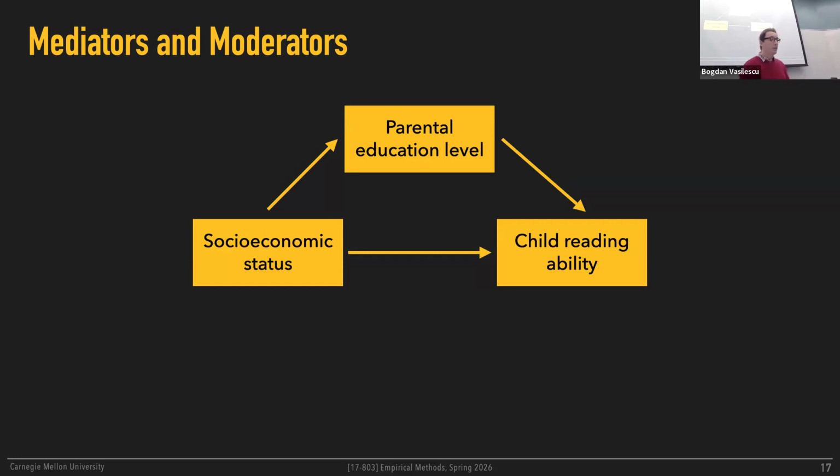Okay? So the effect of socioeconomic status on child reading ability here is mediated, for example, by the parent's education level. Right? There's a plausible alternative explanation for differences in reading ability in children, other than socioeconomic status, or it's like socioeconomic status through the parent's education level. Right? So if you want to test, for example, the size of the effect of socioeconomic status on children's reading ability, you have to close this other path somehow.